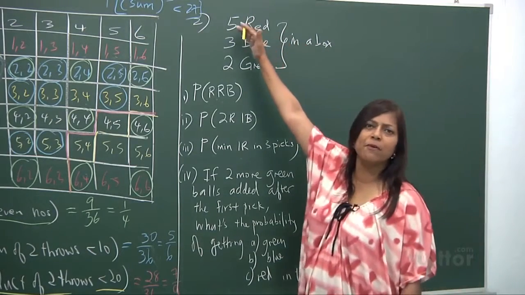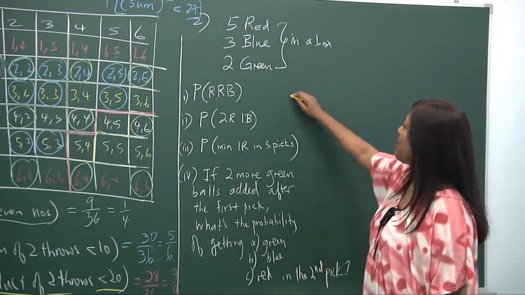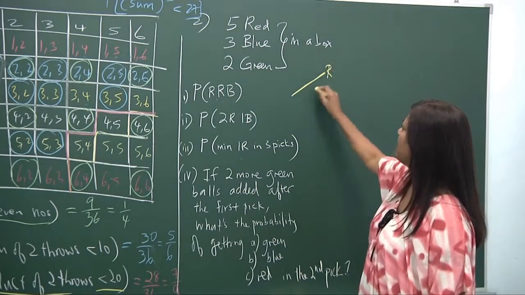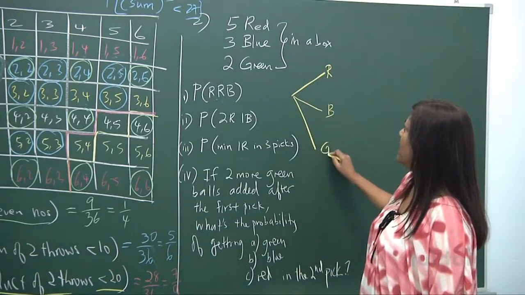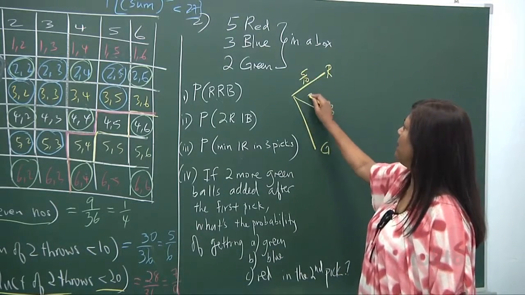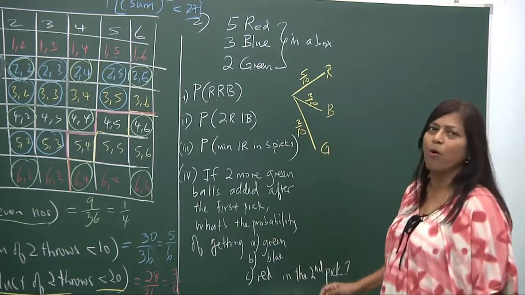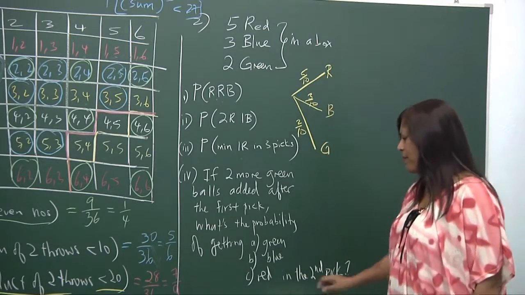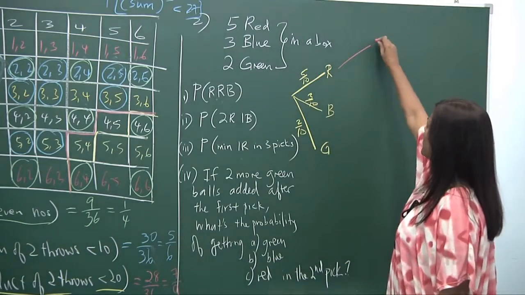What is the total number of balls in this box? 10. Great. Probability of getting a red, a blue, and a green. Alright, the probability of red is 5 out of 10. A blue is 3 out of 10. A green is 2 upon 10.